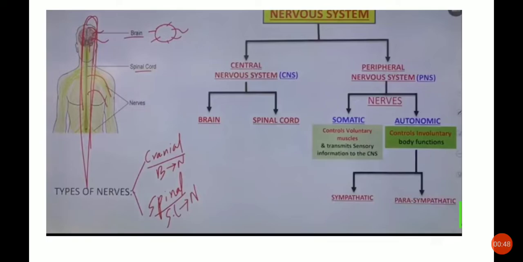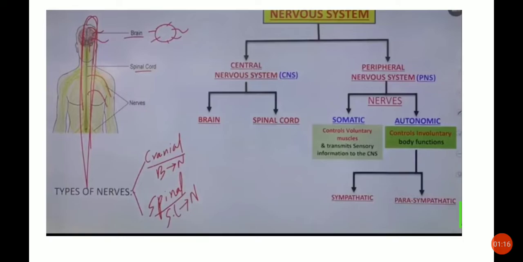And if we come to the peripheral nervous system, again there are two parts: the somatic nervous system and the autonomic nervous system. The somatic nervous system controls voluntary muscles and the autonomic nervous system controls involuntary body functions. Again, in the autonomic nervous system there are two types, sympathetic and parasympathetic.